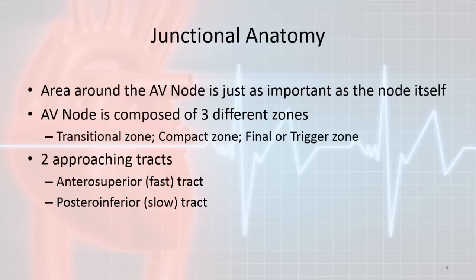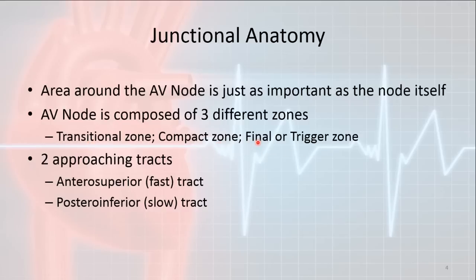Let's talk a little bit about the junctional anatomy itself. When you consider the junctional anatomy, just remember that the area around the AV node can be just as important as the AV node itself. The AV node is comprised of three different zones or areas that cover the AV node. There's a transitional zone, a compact zone, and a final or trigger zone.